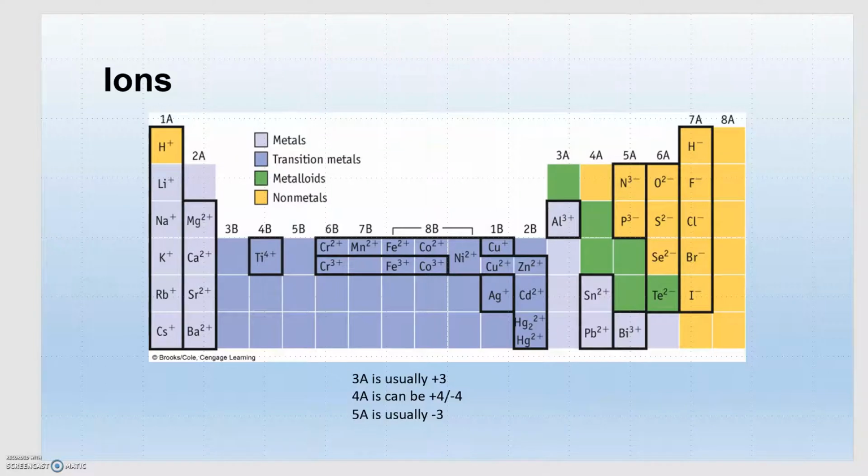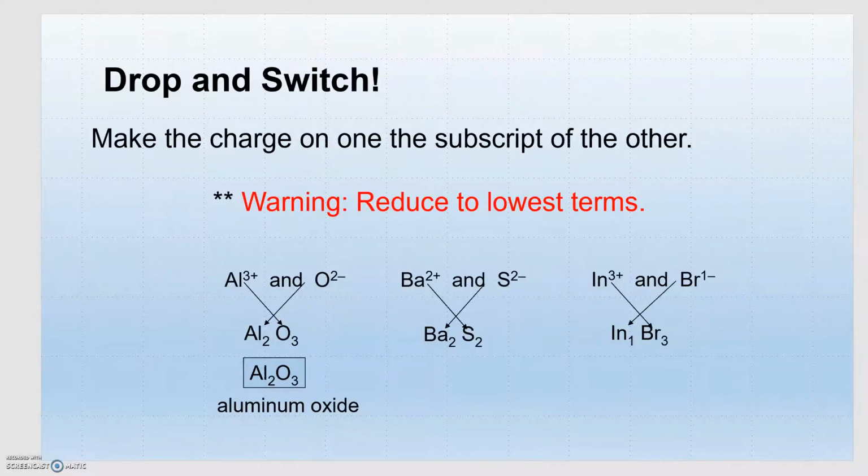All right, so that was a little bit tricky, trying to figure out how to combine those. So here's a pro tip. You can use drop and switch. You can make the charge on one of these the subscript, or the number of atoms, of the other. And you do it for both.